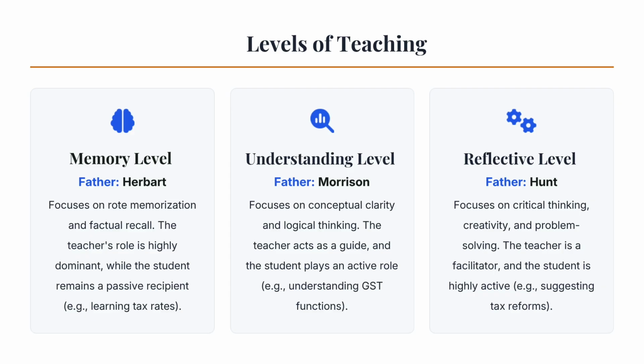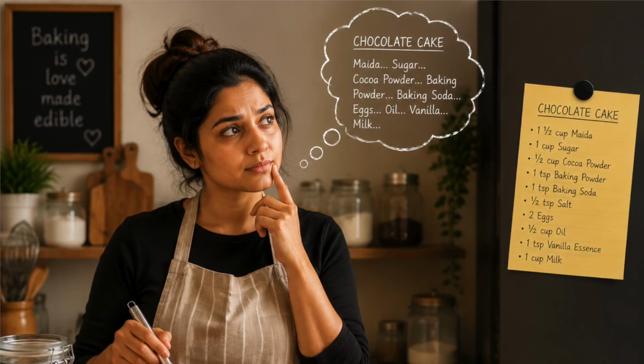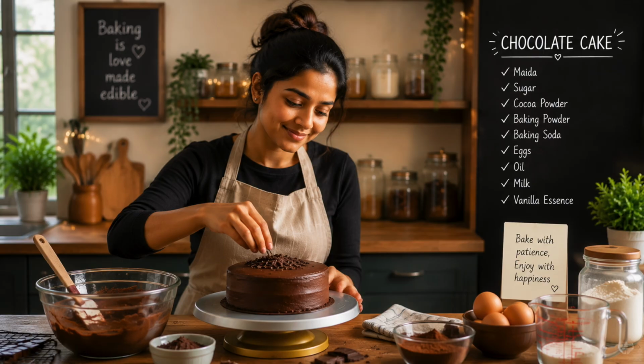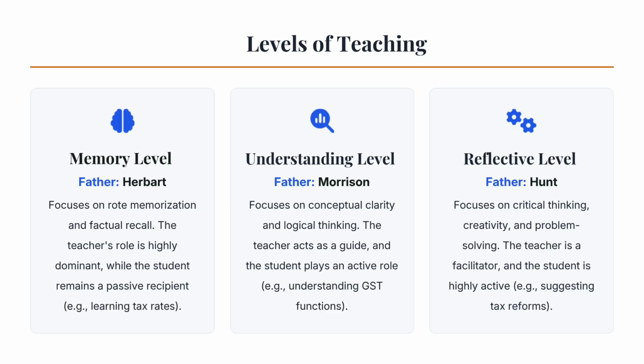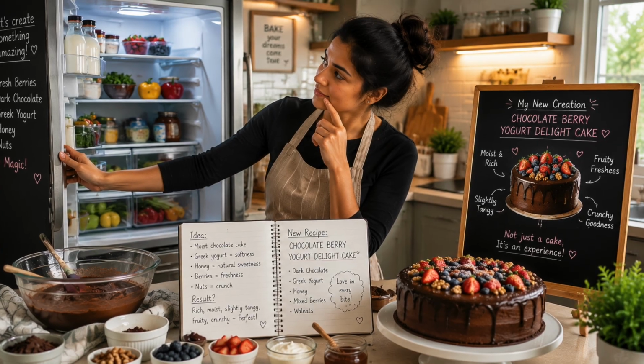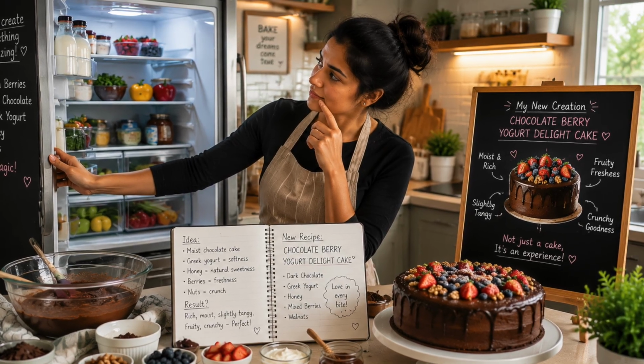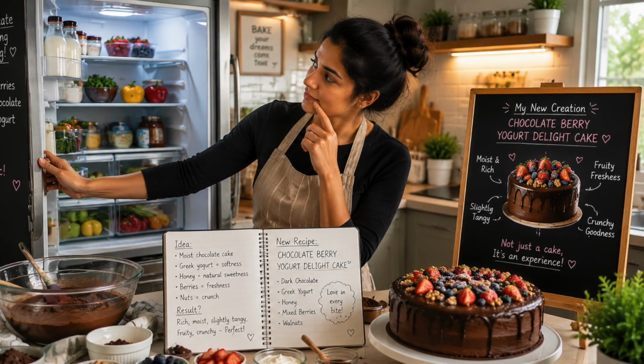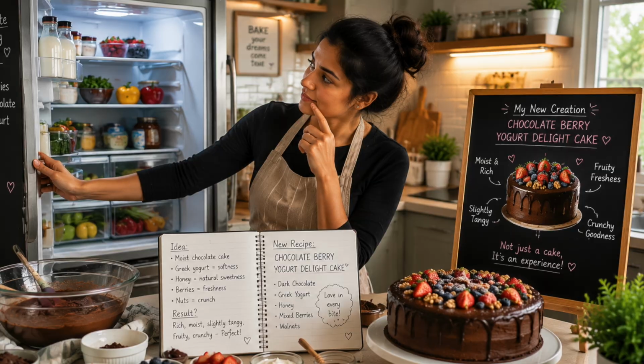Now, let's connect these levels with an example. Let's use baking a cake as an example. Memory level is like you just memorize the recipe without knowing what any of the ingredients actually do and you just bake a cake. Whereas understanding level is when you finally learn why you add the ingredients to the cake. So that is understanding level of teaching. Coming to reflective level, which is the highest level, it's when you open a fridge full of random leftover ingredients and you invent a brand new delicious recipe from scratch to solve your hunger. You are being creative and problem solving, right? So that's a reflective level of teaching.